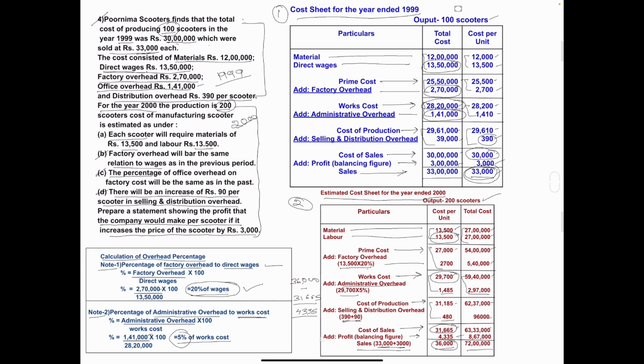For total, same, from 72 lakh minus 63 lakh 33,000, you will get 8 lakh 67,000 profit, balancing figure. So on per scooter they have made profit of rupees 4,335 and total profit is 8 lakh 67,000. So this is the cost sheet for the year 1999 and estimated cost sheet for the year 2000. Okay, hope you got the solution.